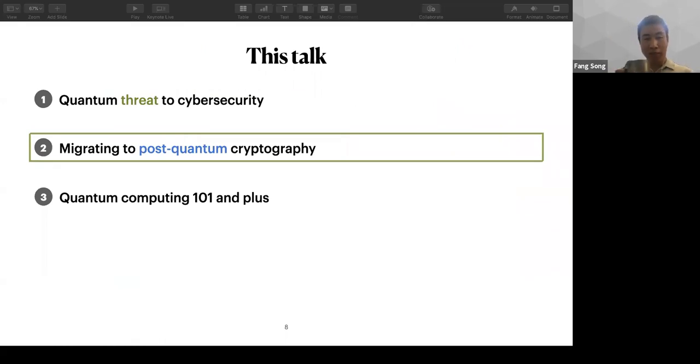Let me pause for a second. Now that we have seen the devastating threats to cybersecurity from quantum computing, we need to ask, what should we do? This will be our next topic, which is post-quantum cryptography, the constructions which we hope would resist quantum attacks. And finally, if there's time, I might say a little bit more about quantum computing and some other further topics.